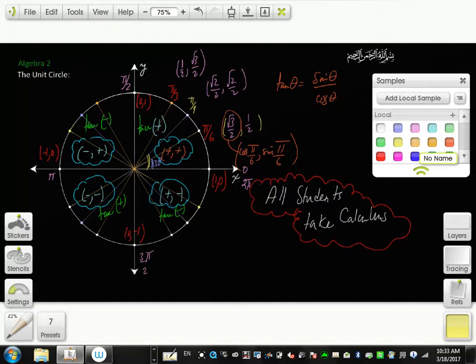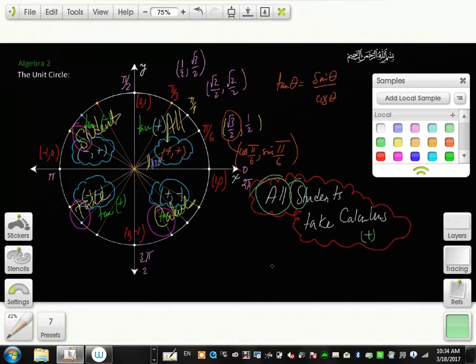So what this says is all students take calculus. Okay, in the first quadrant, all of them are positive. In the second quadrant, the sine is positive. In the third quadrant, only the tangent is positive. In the fourth quadrant, cosine is positive. Do you understand? It tells you which one of them are positive. In the first quadrant, all of them are positive.